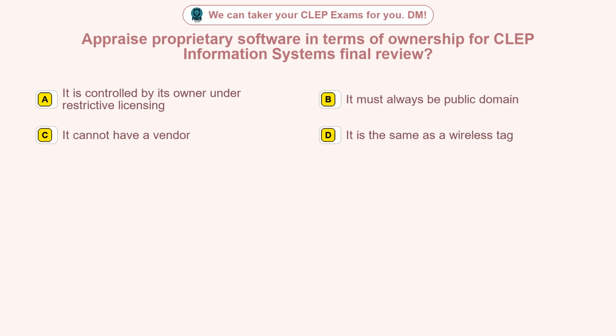Question 94. Appraise proprietary software in terms of ownership for CLEP Information Systems final review. Option A. It is controlled by its owner under restrictive licensing. Option B. It must always be public domain. Option C. It cannot have a vendor. Option D. It is the same as a wireless tag. The correct answer is option A. It is controlled by its owner under restrictive licensing.